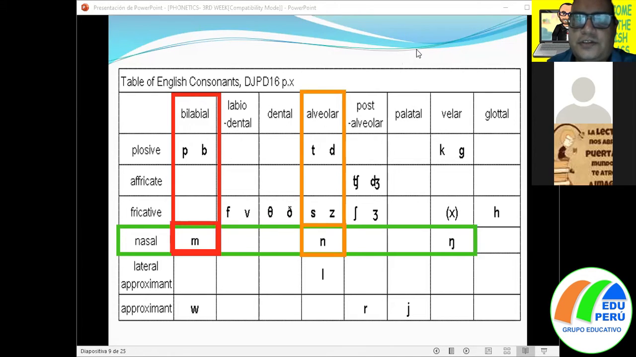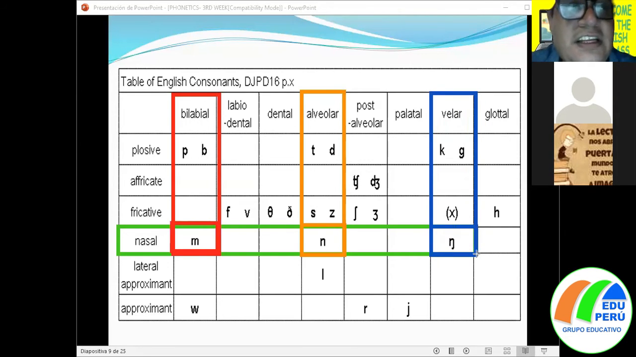Let's see. Just give me a second. Yeah, here it is. The last nasal sound is a velar sound. Nasal velar sound. What do you have to do? You have to move, notice here, the back part of your tongue to the back part of your mouth, to the soft palate, and you have to close it. All right, you have to close it.